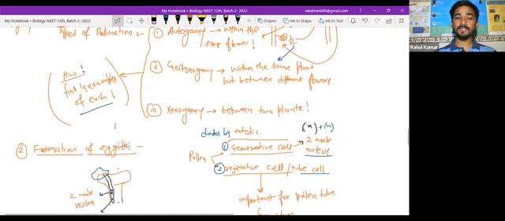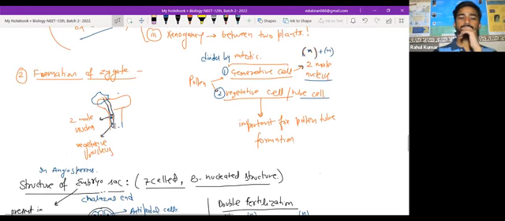Then we went on to the second stage, which is formation of zygote. In formation of zygote, basically pollen is transferred from anther to stigma. Then in stigma, the pollen germinates and forms a tube. The word germination is used with respect to seeds or spores, not pollen. Pollen forms a tube inside, which is called the pollen tube.